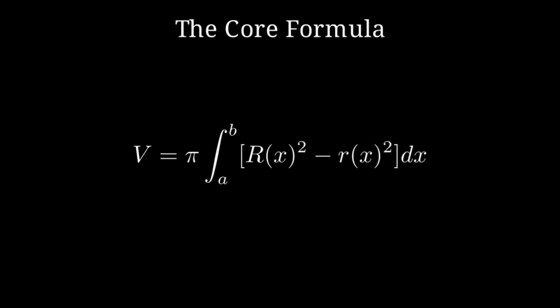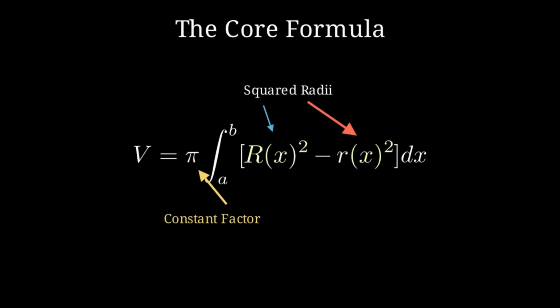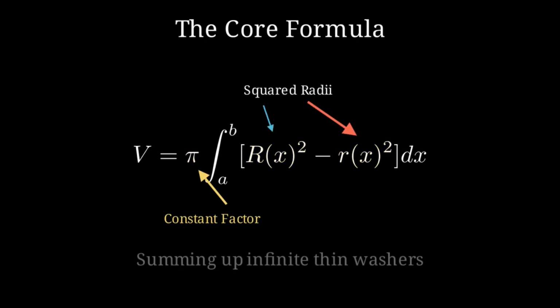By integrating from our starting point a to our ending point b, we are essentially stacking an infinite number of these thin washers together to fill the entire 3D space. The pi constant stays outside the integral because it is a constant multiplier for every circular slice.